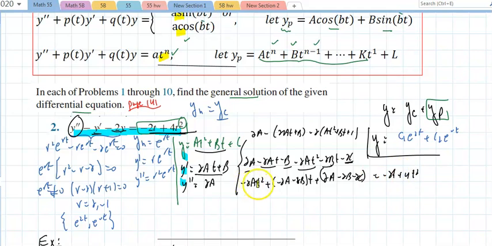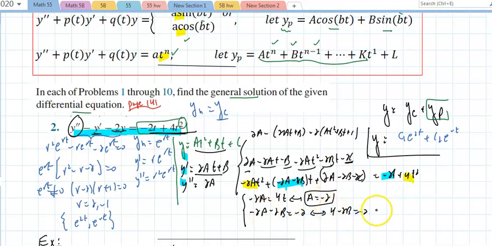And this is how I work it. I take the quantity in front of the t squared and say that must equal the number in front of the t squared, which means a is negative 2. And I'll take the quantity in front of t, and it must equal the quantity in front of t. Negative 2a minus 2b equals negative 2. But I know a equals negative 2, so that is 4 minus 2b equals negative 2. That means 6 equals 2b, and b would be 3.